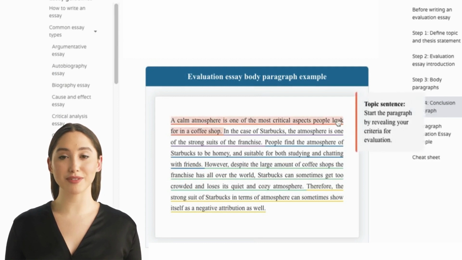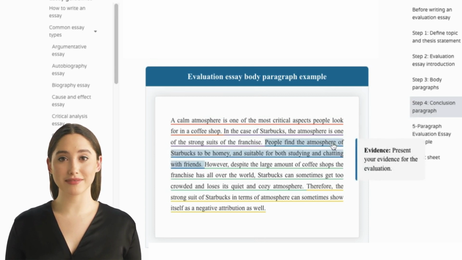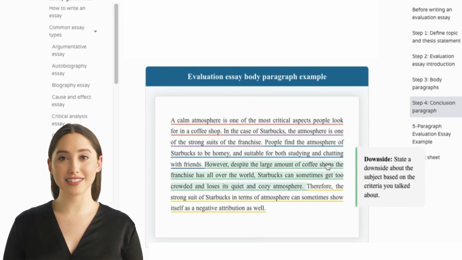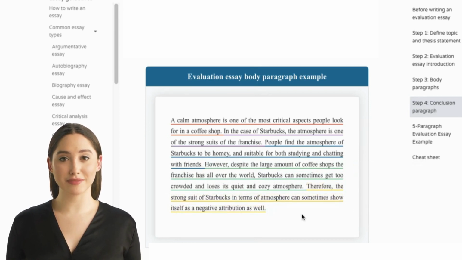Let's see an example. We first see the topic sentence, where the evaluation criteria are revealed to the readers. We also see the writer presenting their opinion based on the criteria. This opinion is backed up with some evidence too. Then we state some of the downsides of our subject based on our predefined criteria. And finally, we have the concluding sentence to gather all the key points together. With this detailed body paragraph, we can conclude our essay with a great conclusion paragraph.